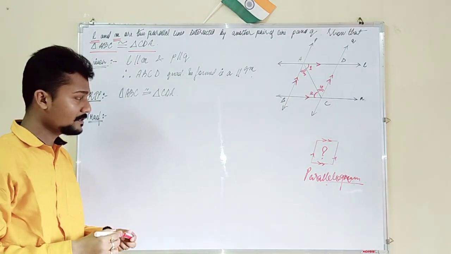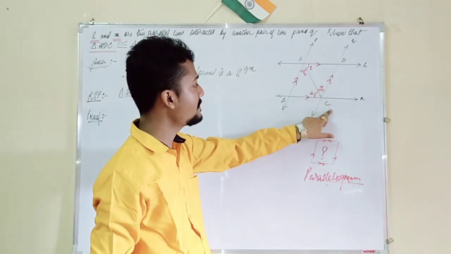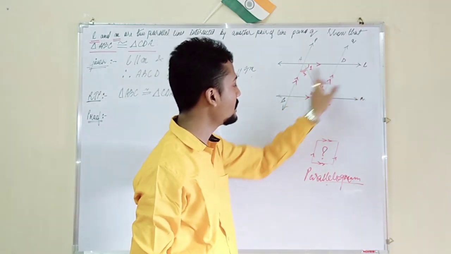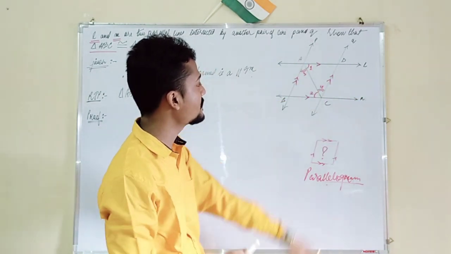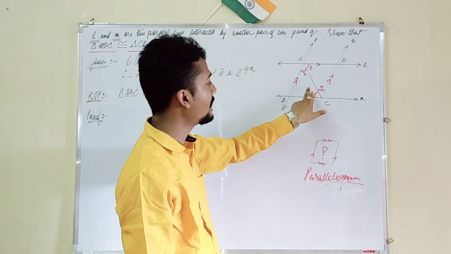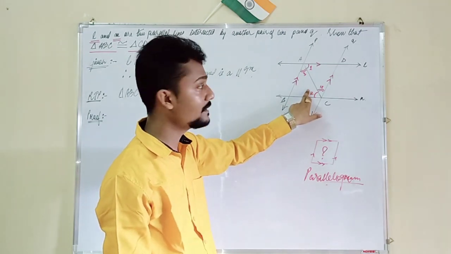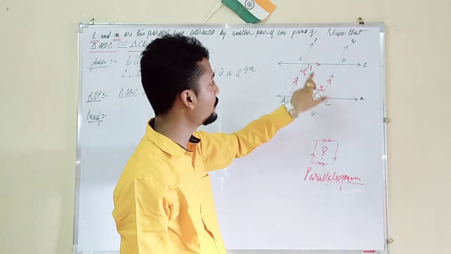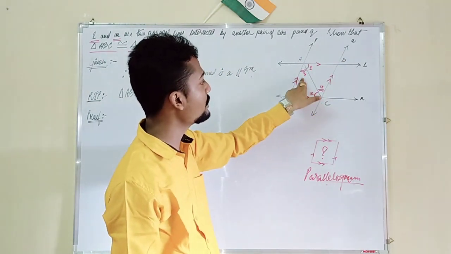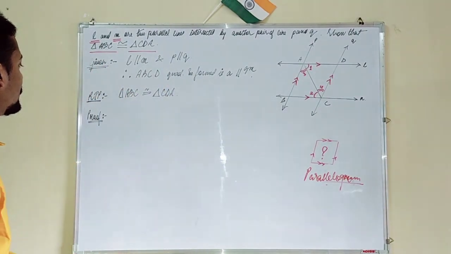Why? Because here AC is the transversal, and this is parallel to this, and AC is the transversal. Then angle 1 and angle 2 will be equal to one another by alternate angles, and angle 3 will be equal to angle 4. Why? Because this is parallel to this and AC is the transversal, therefore 3 is equal to 4. Reason: alternate angles.